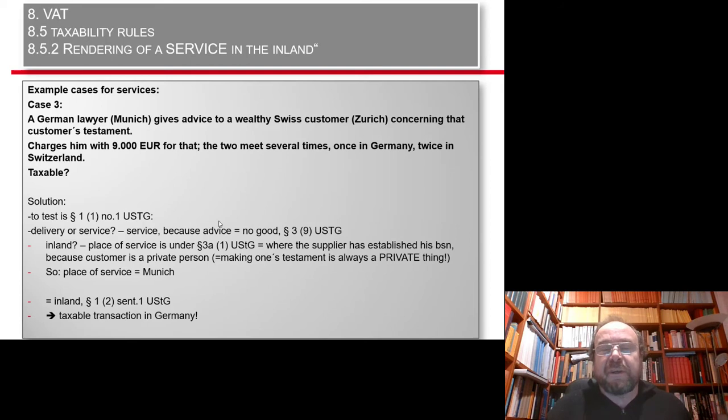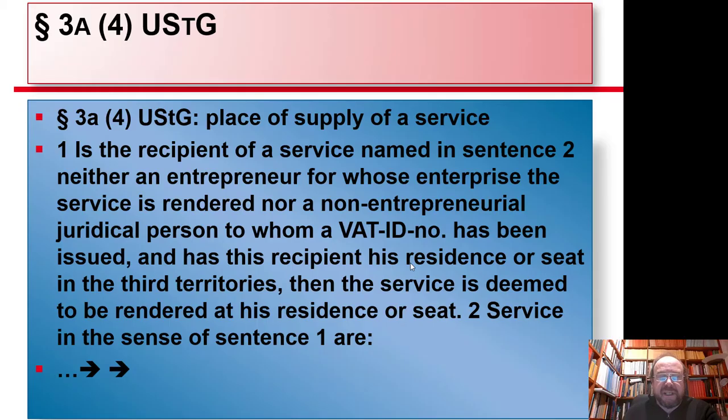And now we might be very well qualified, and then we would even look deeper into the matter. And then we would have to check the other paragraphs, 3.4 to 3.8, because there is a connection, ladies and gentlemen, to a third country. So, as you see here, 3a4, let's begin with that. Is the recipient of a service, so our Swiss customer, named in sentence 2?